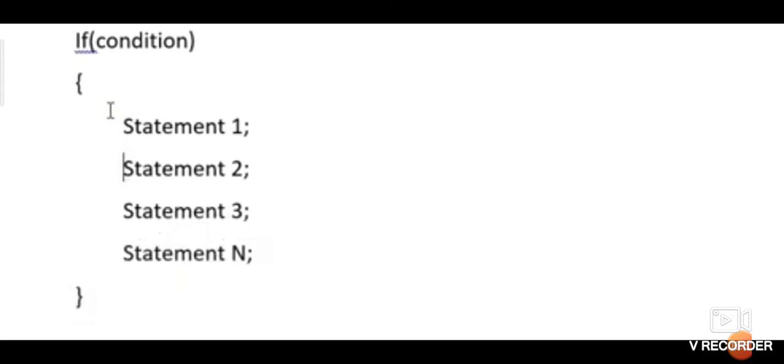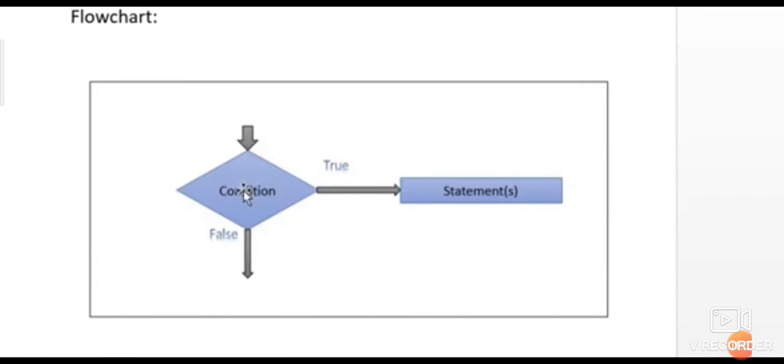The condition in the brackets will be evaluated first, and if the condition is true, then the statements following if will be executed. This is how if works. This is the syntax of if. Now we are going to see the flow chart of if. When the program executes, it enters the condition, and if the condition is true, it goes to the statement and starts executing it. If the condition is false, it will terminate. This is the flow chart of if.